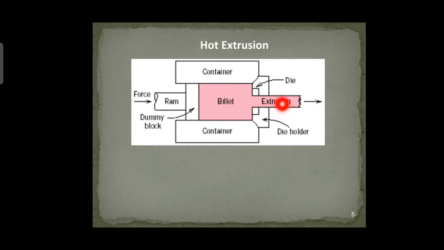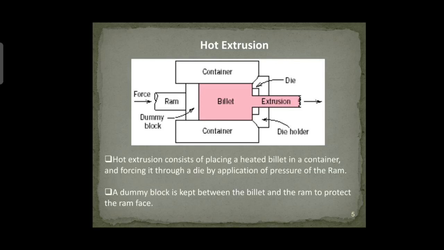And here, one more thing about a small portion of the billet, which we generally call a discard. A small portion of the billet is called a discard. It remains in the container. Why? Because the complete material will not come outside through this. Some of the material will remain along with the die here. We call that a discard, so that it can be removed together with the die.